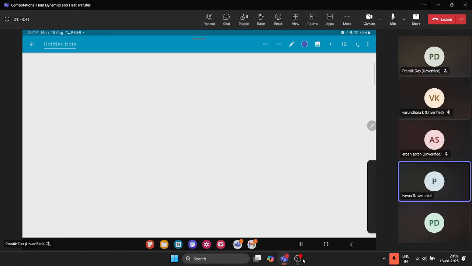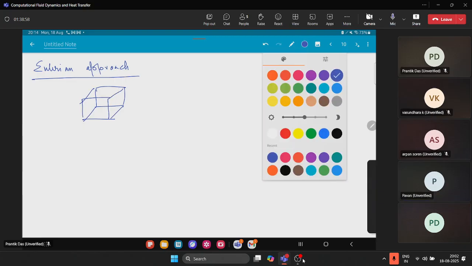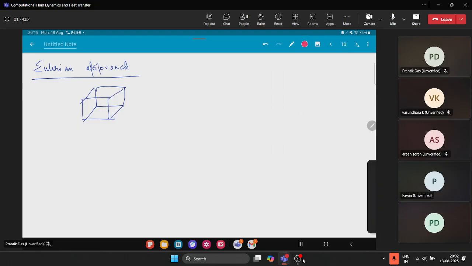Okay, the Eulerian approach is basically you have a domain like this, a box like this. For example, a small box is given to you. Then I say, please find out the density. So your main instinct will be what? Delta M by delta V. This is your density.